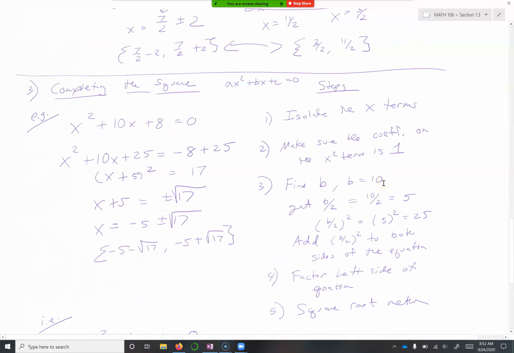The third type was completing the square. Now this had a few more steps. So I gave you this example here. And do you think it'd be useful if I walked through another example?